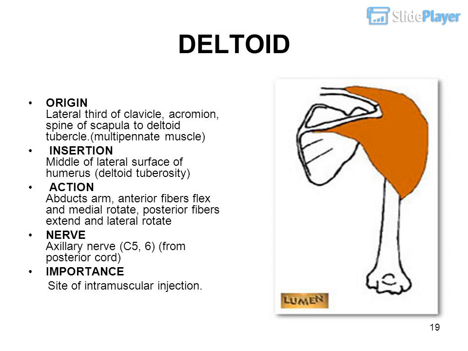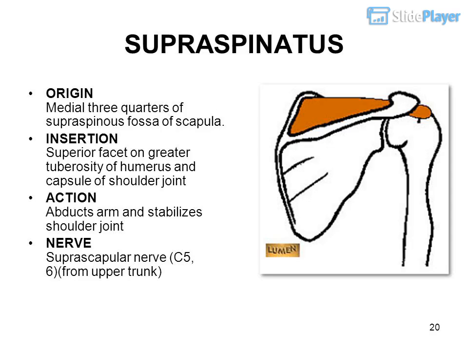Insertion: middle of lateral surface of humerus, deltoid tuberosity. Action: abducts the arm; anterior fibers flex and medially rotate, posterior fibers extend and laterally rotate. Nerve: axillary nerve, C5, 6, from posterior cord. Importance: site of intramuscular injection.